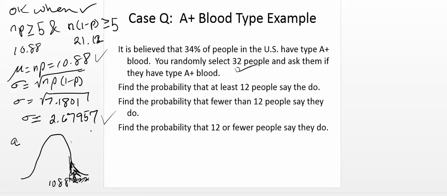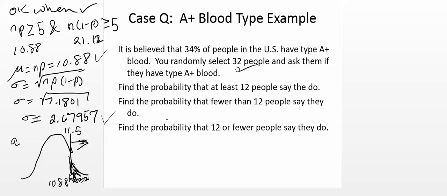But we want at least 12, which is another way of saying 12 or more. To make sure we get the entire lump at 12, we should make this point be 11.5. If we then use 11.5 and above, we would include all of the lump at 12. So that's what we're going to do first.